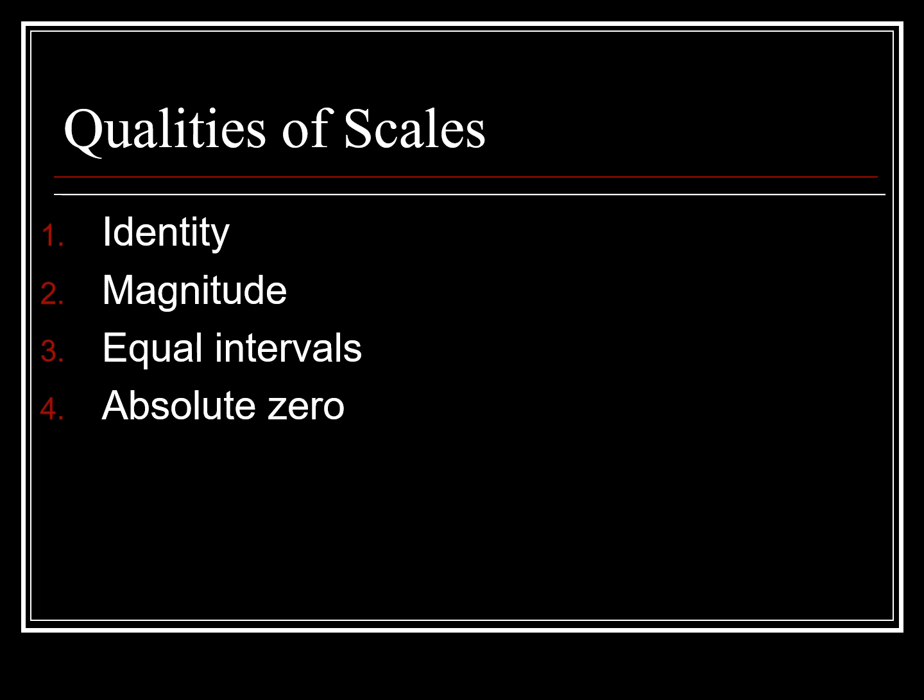Higher numbers mean more of something. I could also flip it around. Lower numbers mean more of something. The equal intervals is still there. The magnitude is still there. The identity is still there. But the absolute 0 isn't.